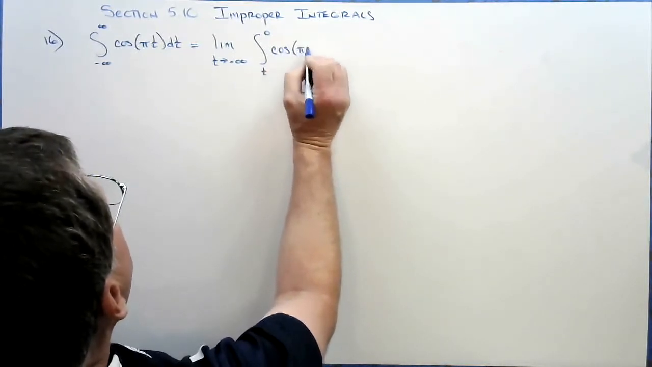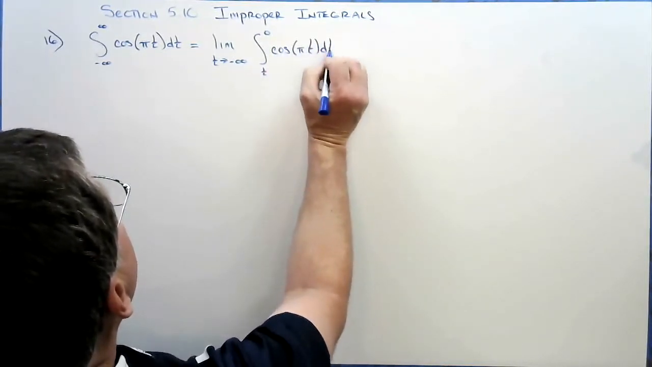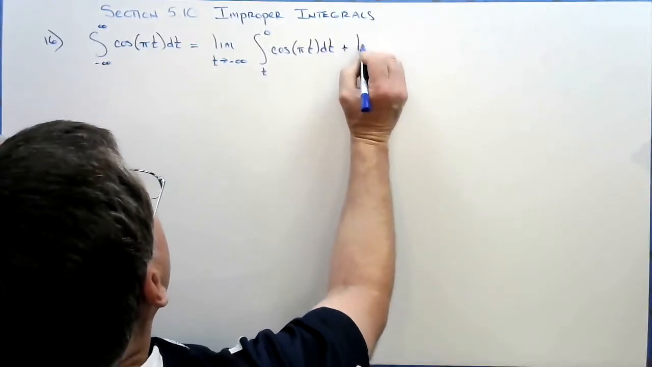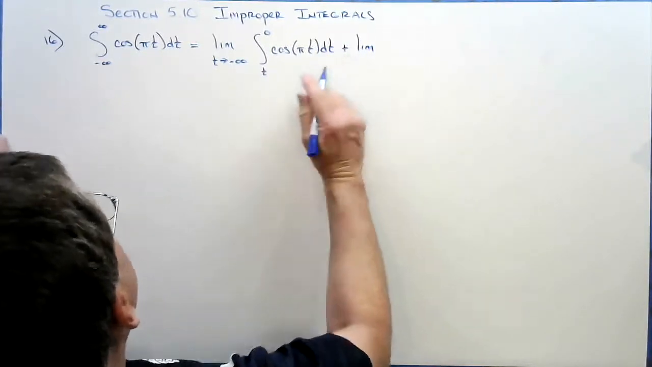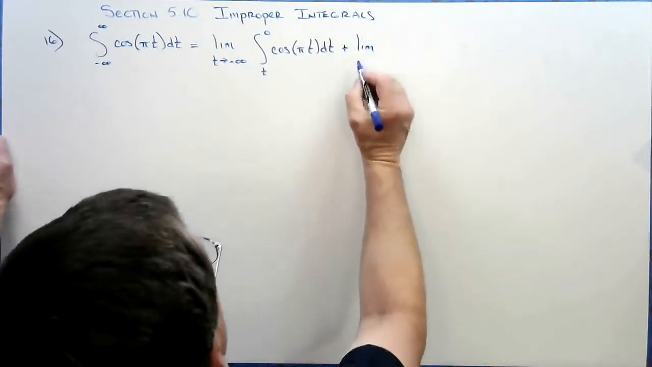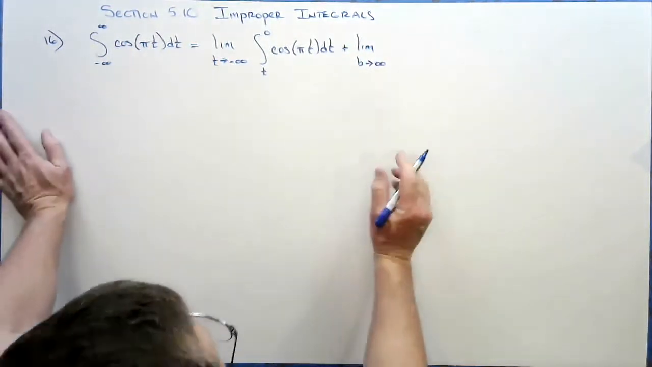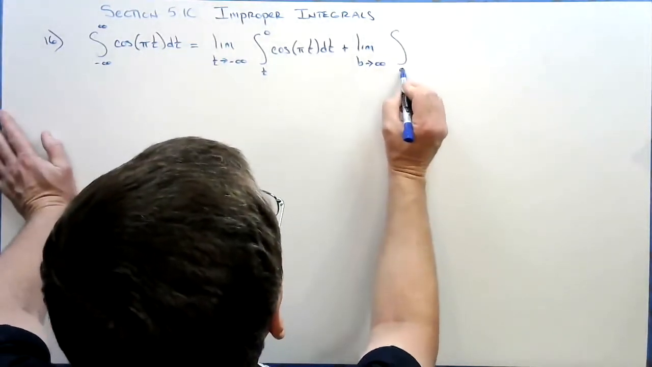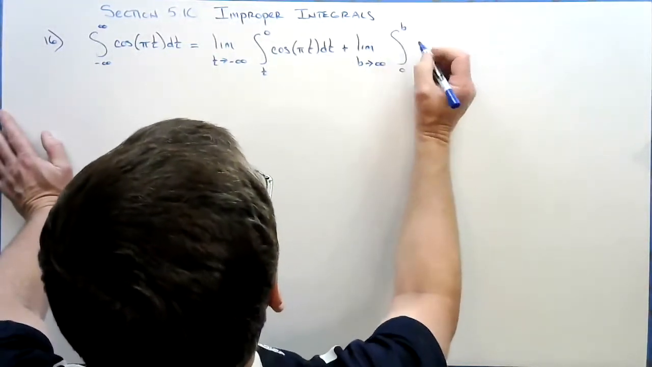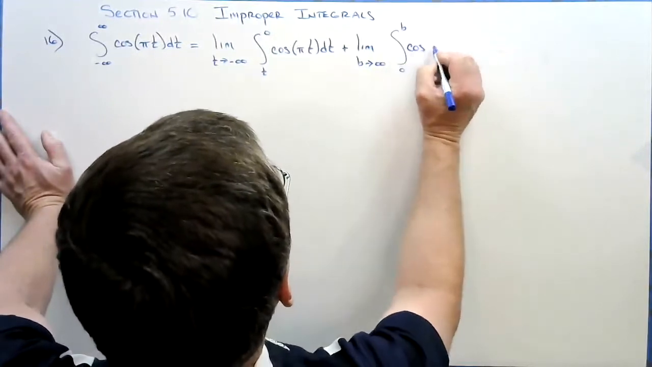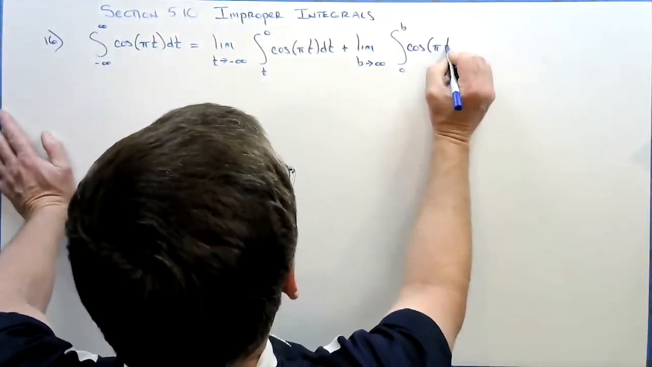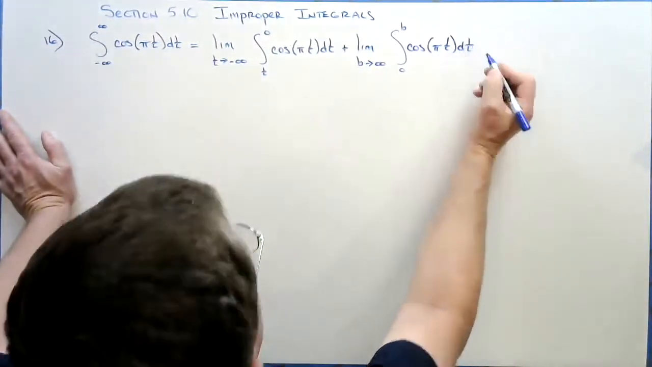Cosine pi t dt plus the limit. And we can use t here, we can use another letter. I'll use b just so we're not confused. The limit as b goes to infinity of the integral from 0 to b of cosine pi t dt.